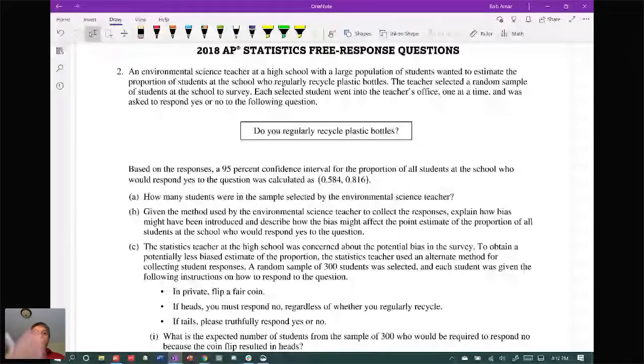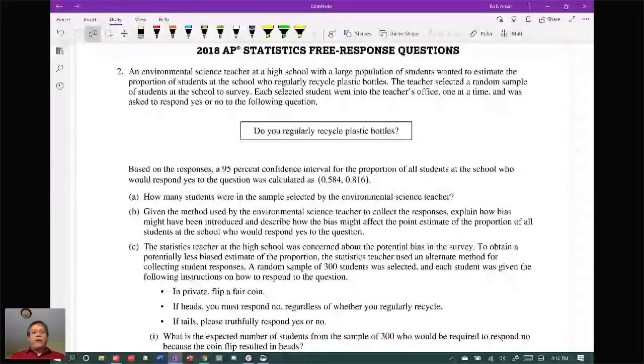You're given a confidence interval, a confidence level, and you're asked how many students were in the sample selected by the environmental science teacher. Wow, we're just pulling out the big guns here on question 2. When you know what the components of this question are, it's a relatively straightforward question, but you do need to spend a little bit of time with one of these.